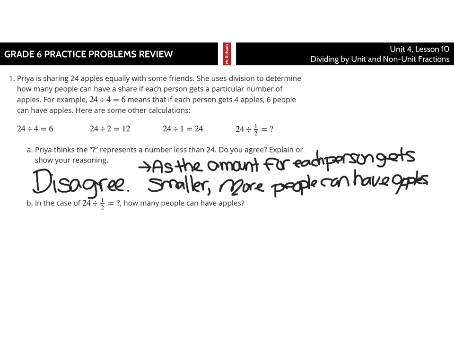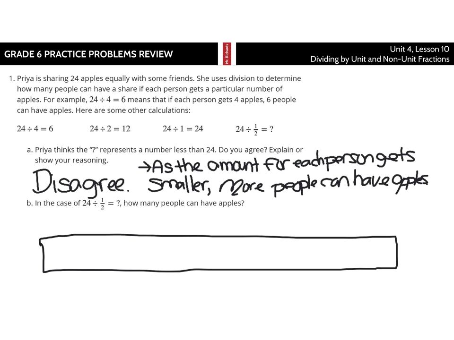If each person has 4 apples, 6 people can have apples. If each person can have 2 apples, 12 people can have apples. If each person can have 1 apple, 24 people can have apples. As the amount per person was getting smaller, more people were able to partake in the apple eating. And so in the case of 24 divided by 1 half, how many people can have apples?